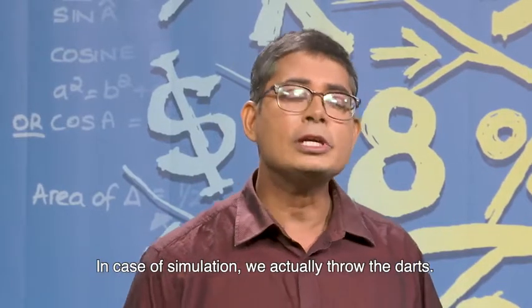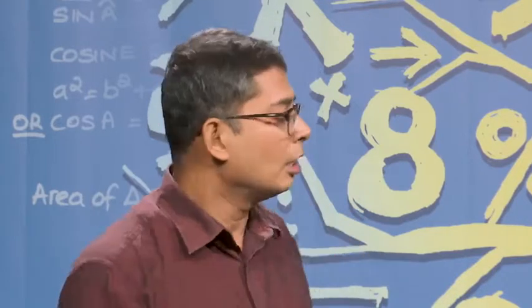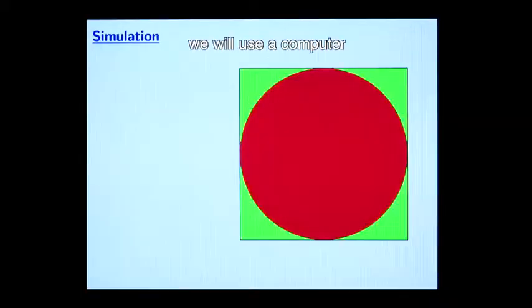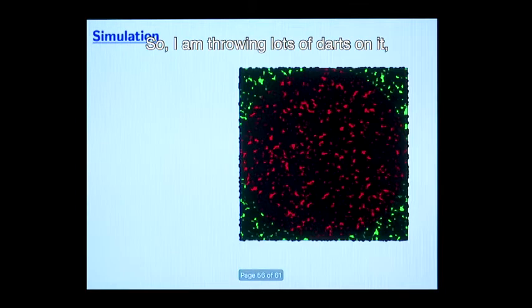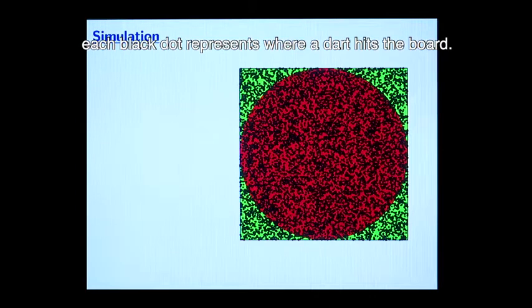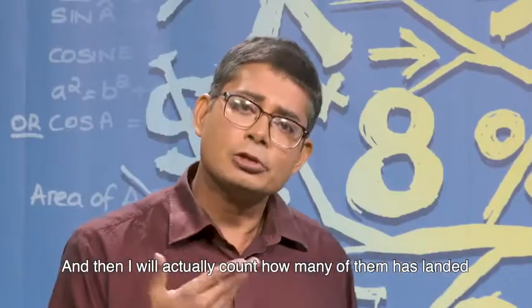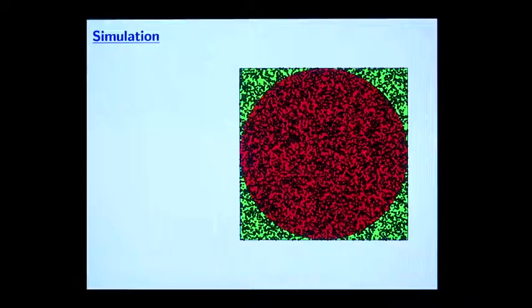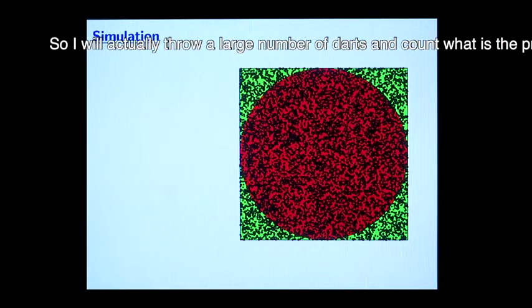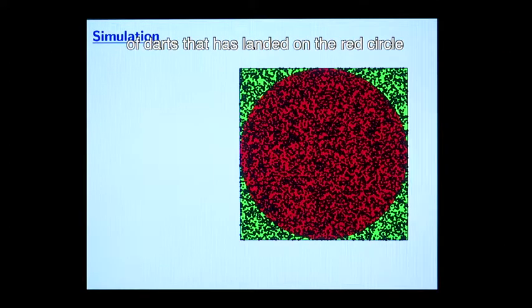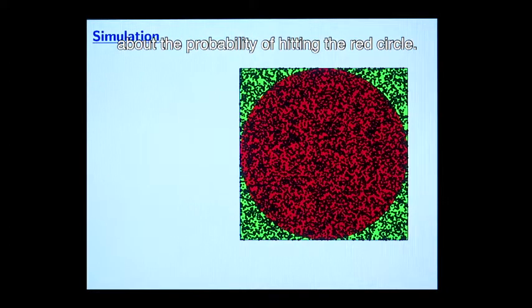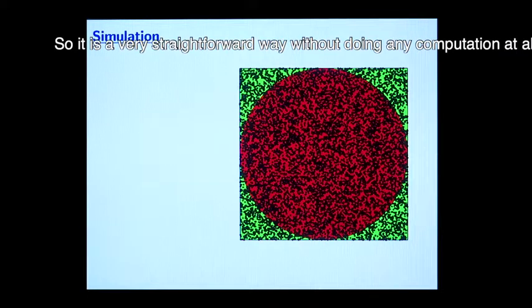In case of simulation, we actually throw the darts. Of course, we do not throw it manually, we will use a computer to do that. So, I am throwing lots of darts on it, each black dot represents where a dart hits the board. And then I will actually count how many of them have landed on the red circle. So, I will actually throw a large number of darts and count what is the proportion of darts that have landed on the red circle, and that directly will give me an idea about the probability of hitting the red circle. So, it is a very straightforward way without doing any computation at all.